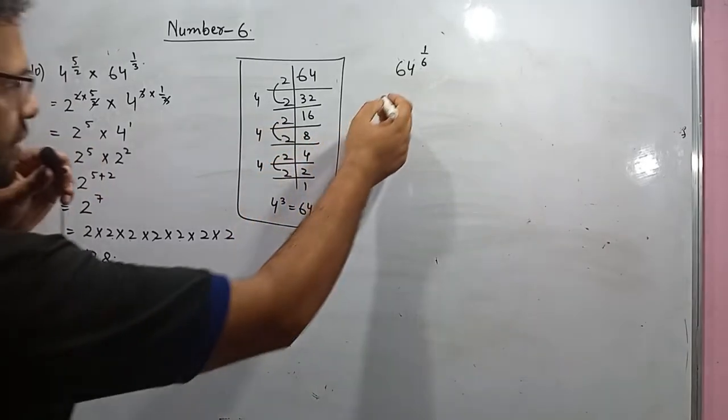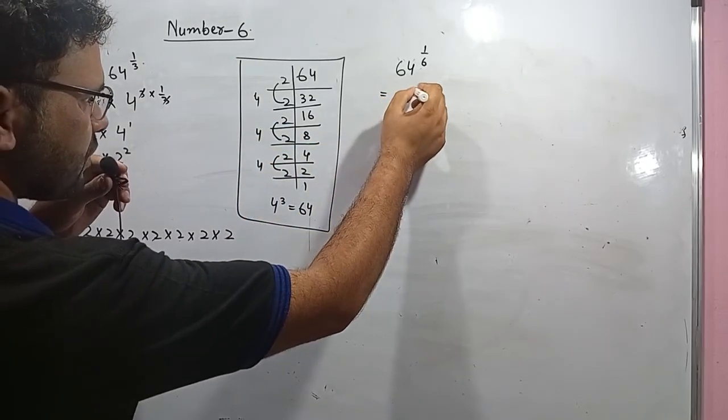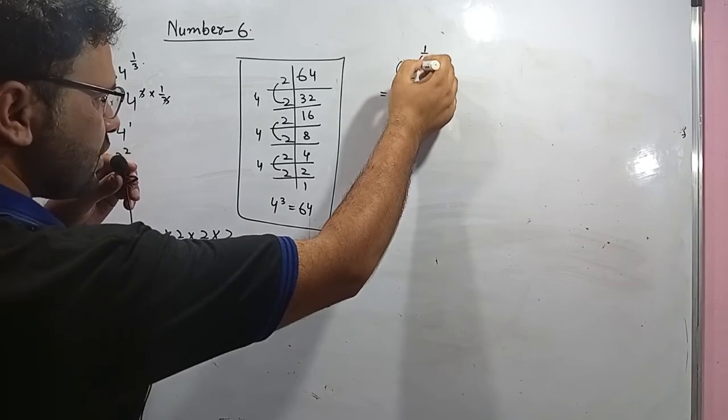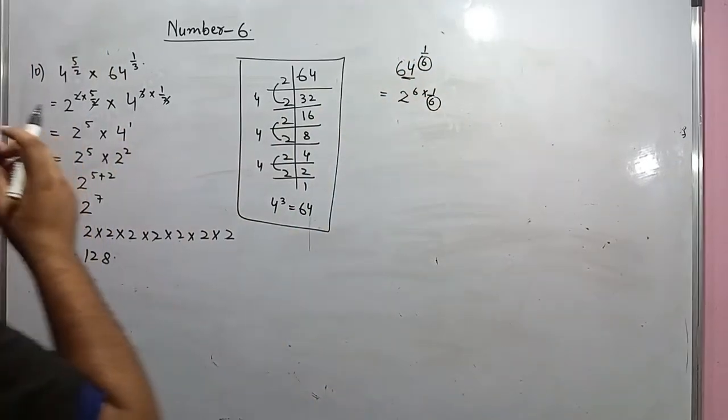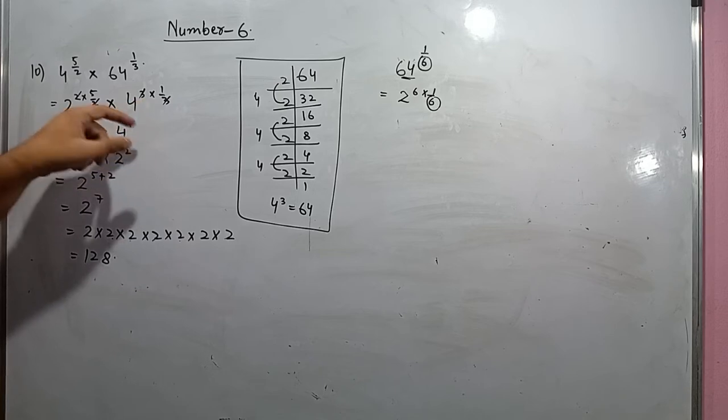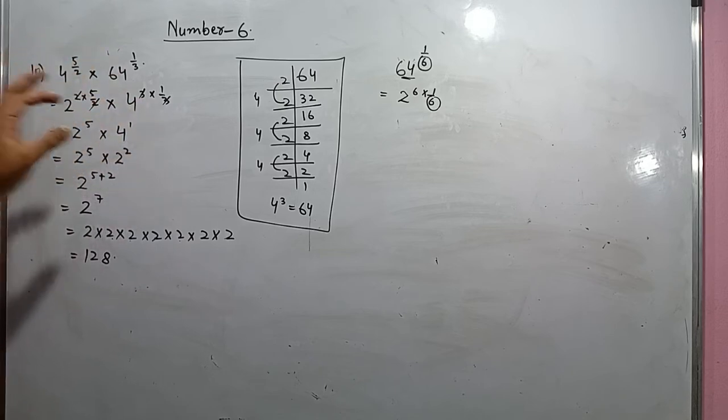then what was the answer? Then I should definitely take 2 power 6 instead of 64 into 1 by 6. So it depends upon this value. This value here, it is 3, that's why I took here the 3. That's why I took here the 4 power 3. There you should understand this thing.